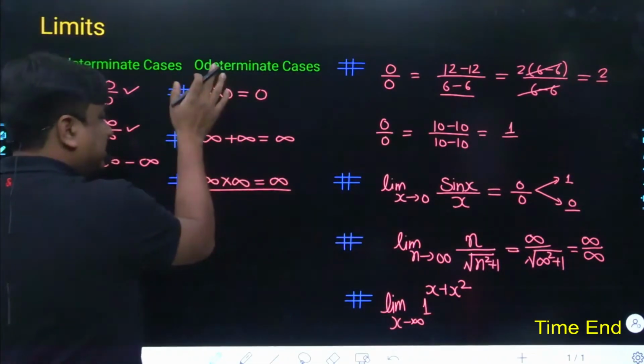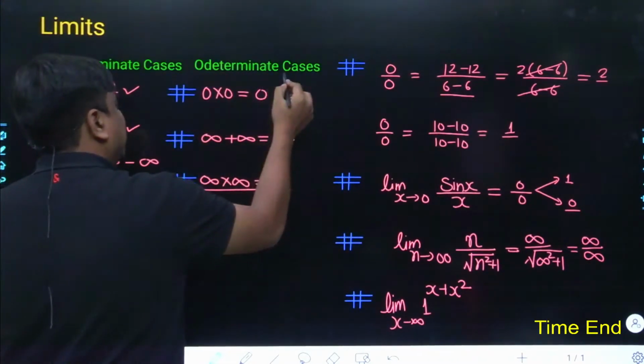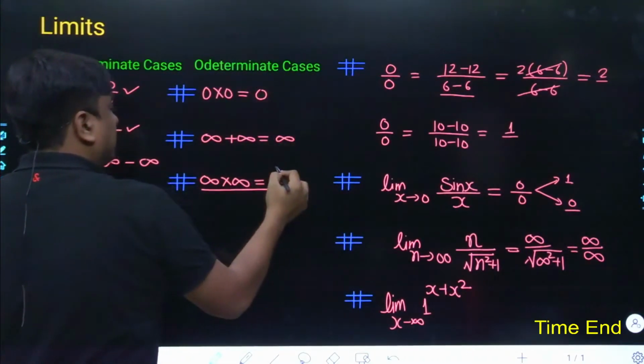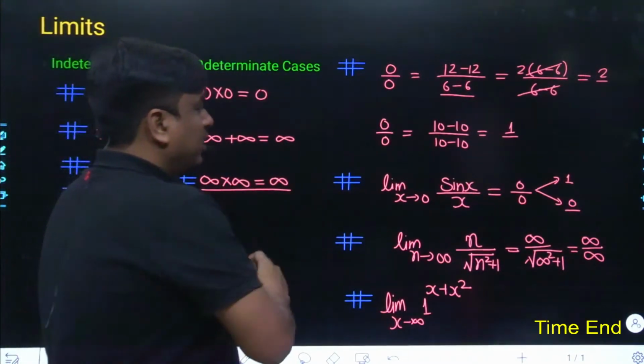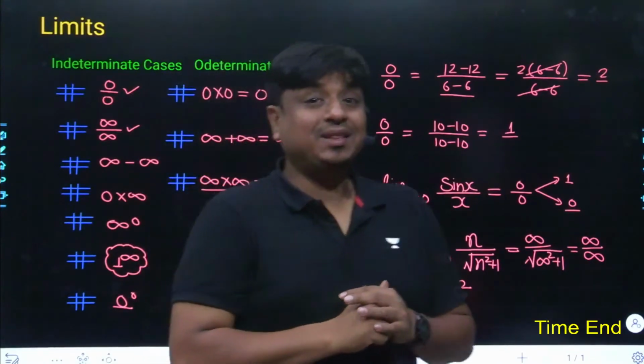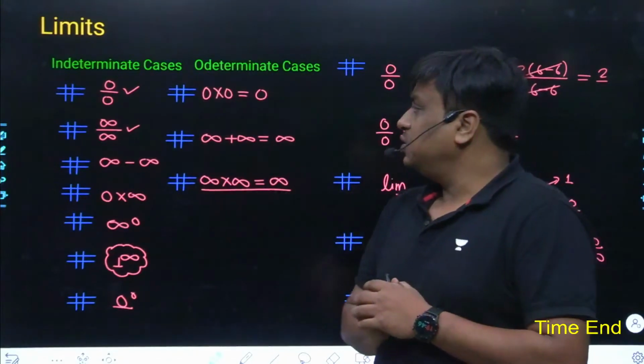If you have been dealing with the problems which fall in this region, definitely you must have straight away written the answer as 0, infinity or infinity. But this has not been the case because the cases are indeterminate. So there you had to resolve the problem. You had to bring that problem into the determinate form. Then only you will be able to do anything.